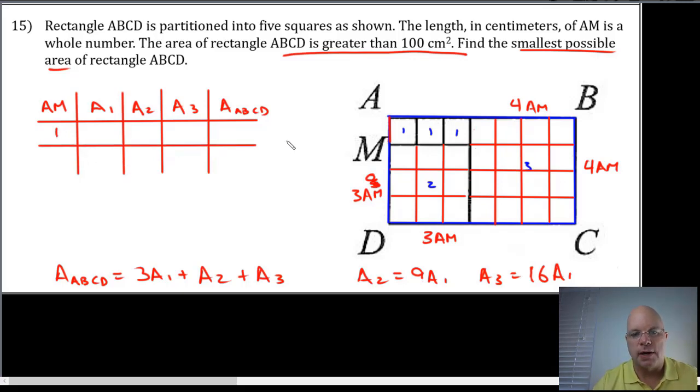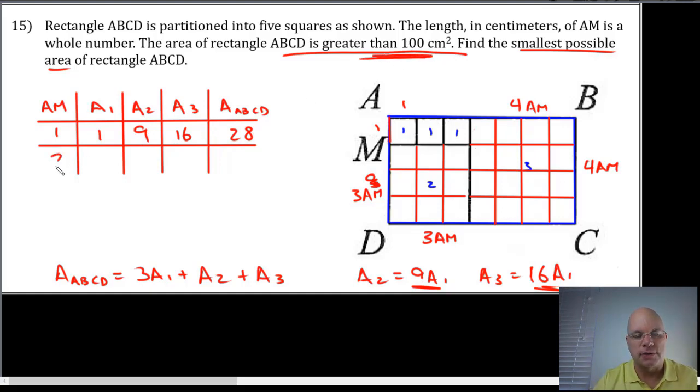In that case, this would be 1 and this would be 1. So area 1 would be a 1 by 1 square, or 1 square centimeter. Area 2 is 9 times that much, so 9. And area 3 is 16 times that much, so 16. The total area would be 3 of these, so 3 plus 9 plus 16 would be 28. That is not greater than 100 centimeters squared.